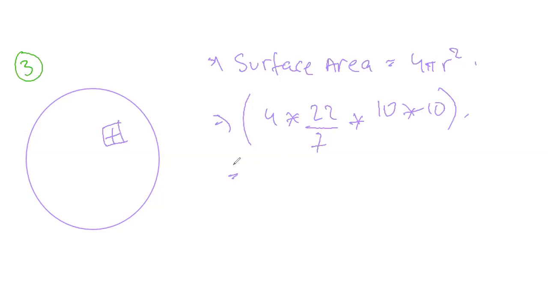Now in this question, earlier I had said that whatever calculations and questions are there, they will usually be divisible by 22 by 7, especially 7. But in this case, it is not divisible by 7. So no need. We'll take a calculator and we'll get the answer.